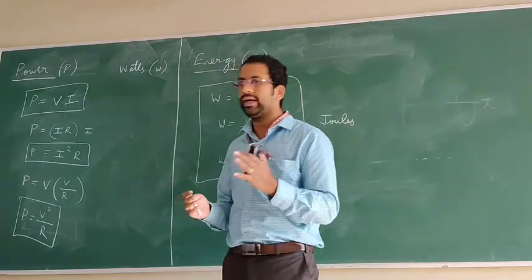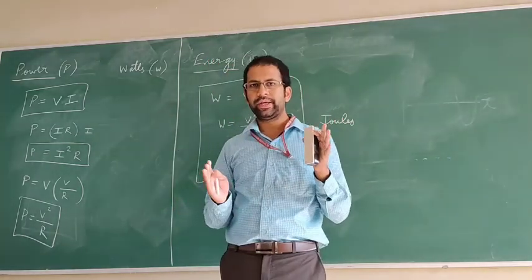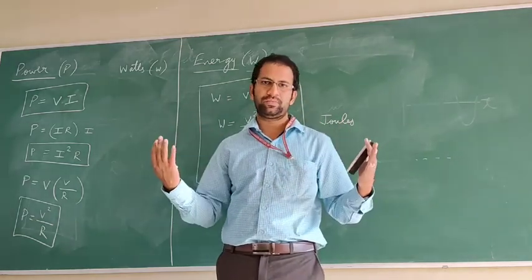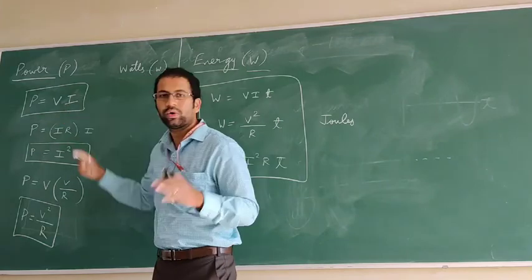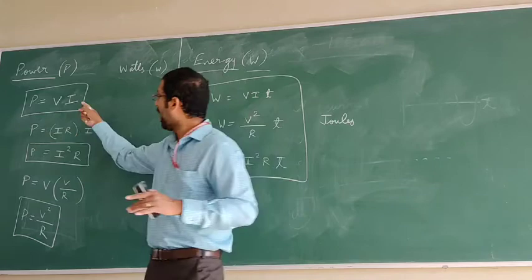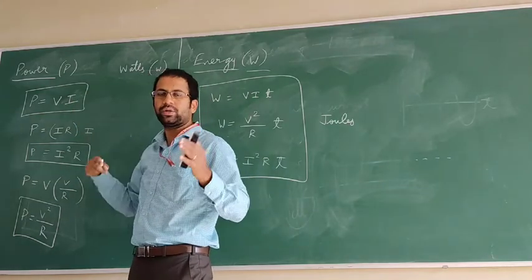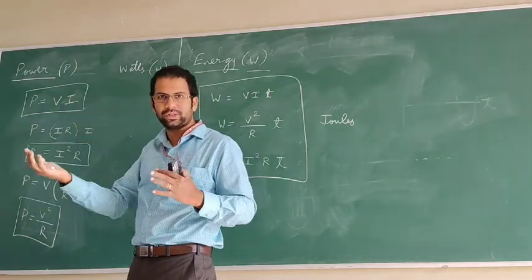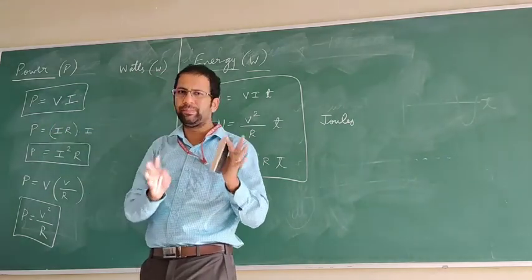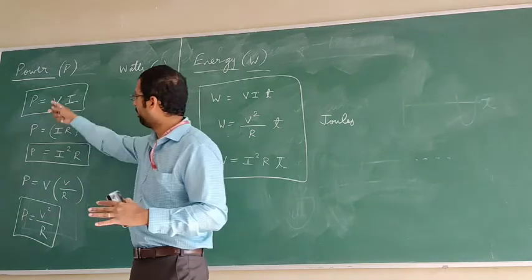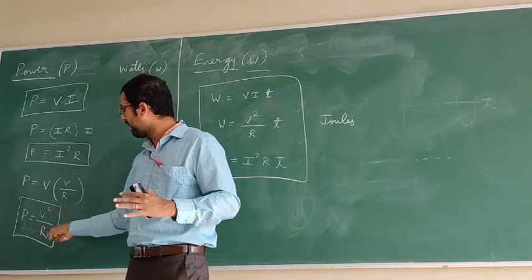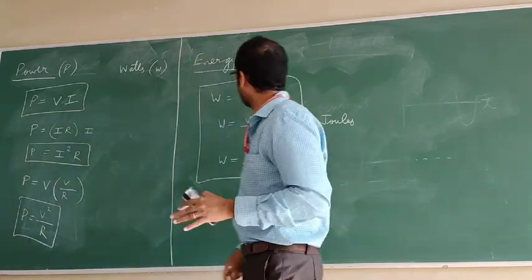Now, you should understand that for a person to have power, he should have some amount of potential and he should do some amount of work. Current is the flow of electrons, the rate of flow of electrons, multiplied into the potential. That will give power. And when we use Ohm's law, we get P equal to I square into R and P equal to V square by R.